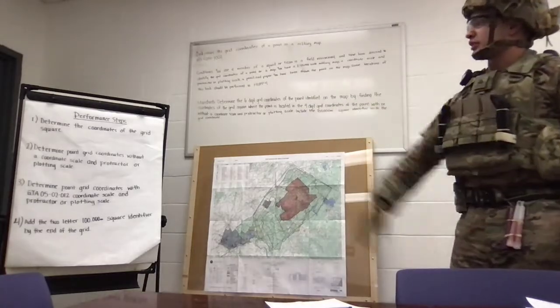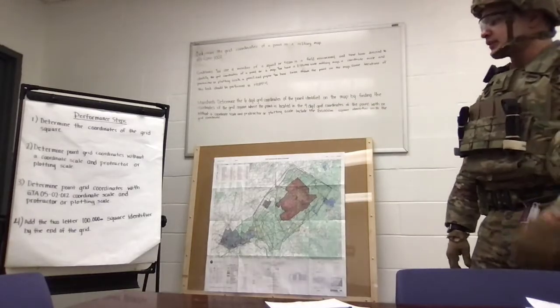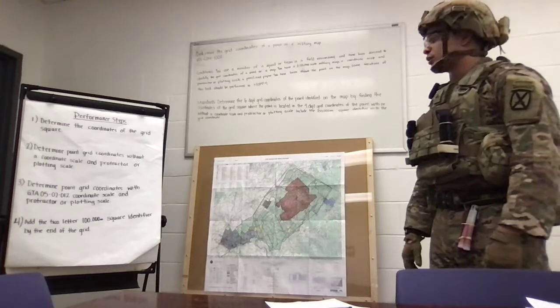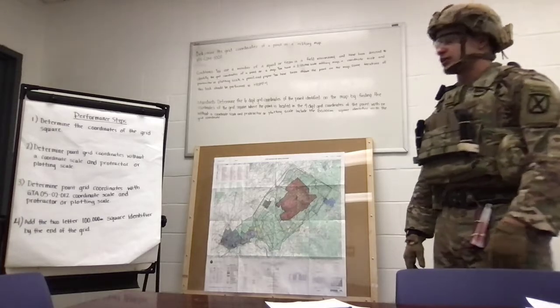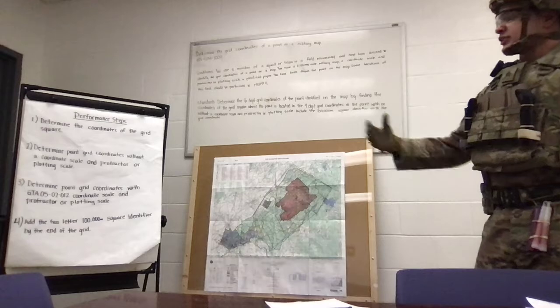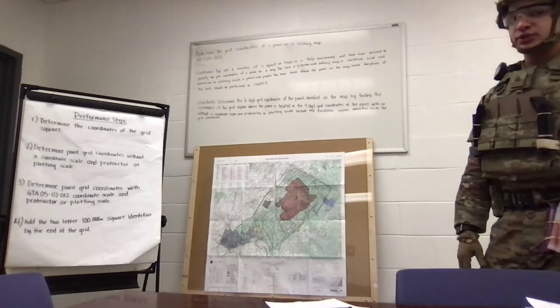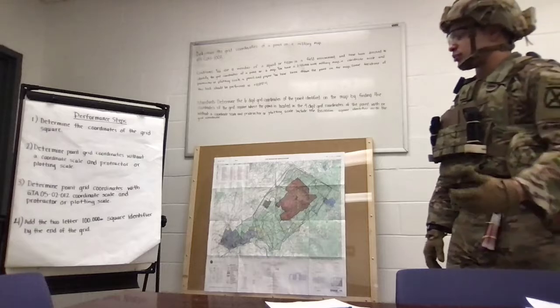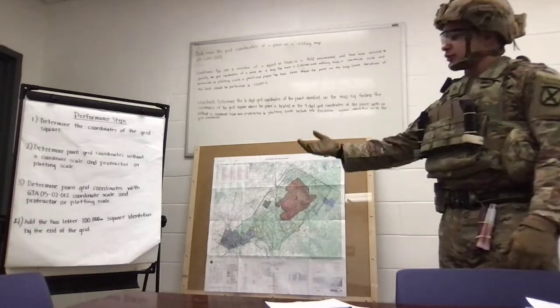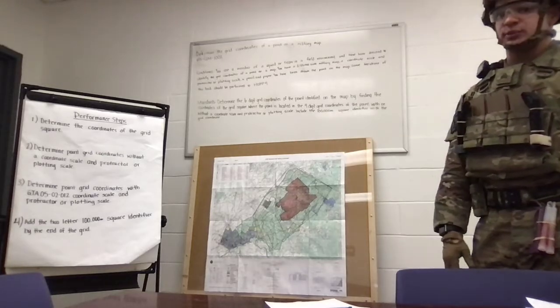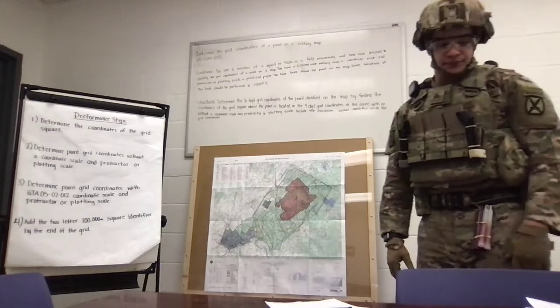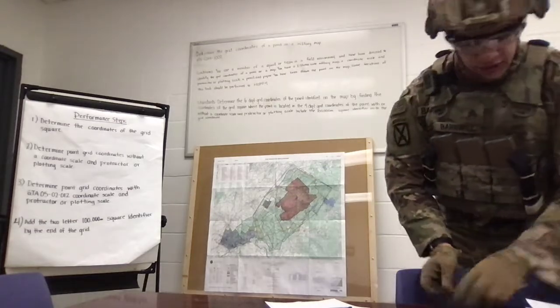First step is to determine the coordinates of the grid square. Second step is to determine point grid coordinates without a coordinate scale and protractor or plotting scale. Third step is to determine point grid coordinates with a GTA 05-02-012 coordinate scale and protractor or plotting scale. And the fourth and final step is to add the 2-letter 100,000 meter square identifier to the end of your grid. Now, if you watch me really quick, I'm going to show you what that looks like to standard.